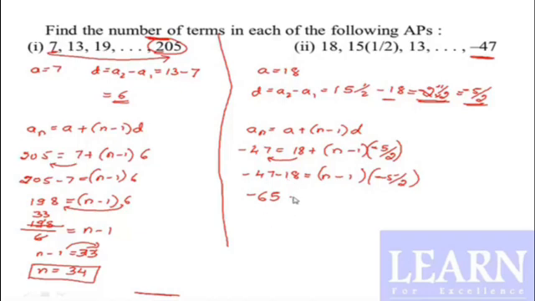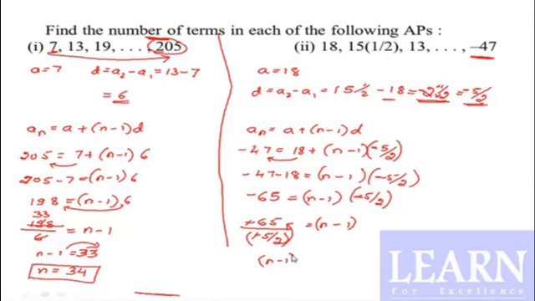We'll look at the other side, which is equal to n minus 1 into minus 5 by 2. Here minus 5 by 2 is multiplied to n minus 1. On taking it to the other side, it will be divided. That is nothing but minus 65 divided by minus 5 by 2, which is equal to n minus 1. This minus and minus gets cancelled. This 2 will go to the numerator. That is n minus 1 is equal to 65 into 2 divided by 5.